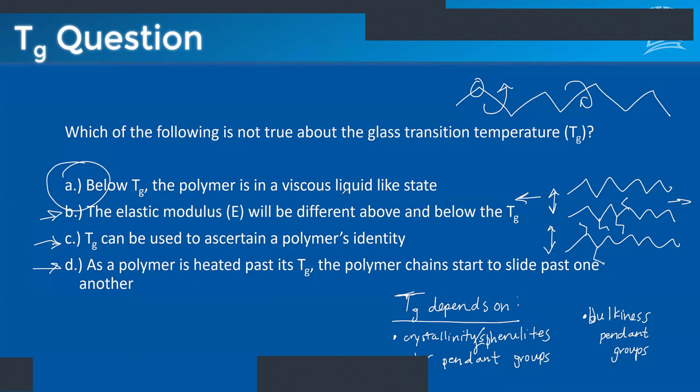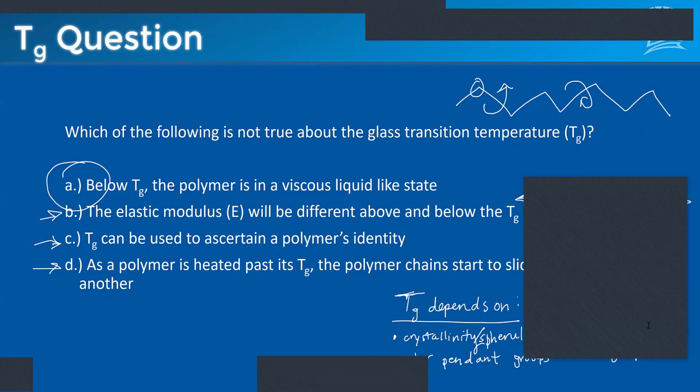Because above the glass transition temperature, we've broken that energy barrier that we need to start to cause a carbon-carbon bond rotation in the backbone to start to allow the chains to slide past one another and the overall polymer to deform. So are there any questions on this question? Or on this explanation, I should say.